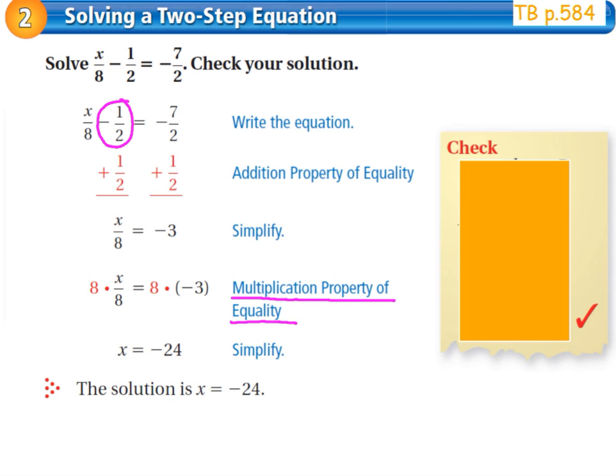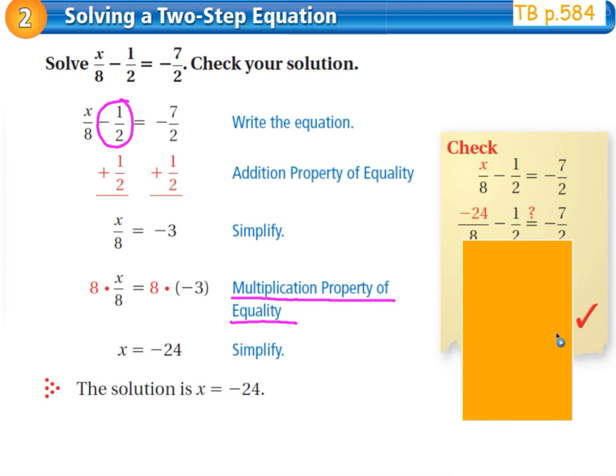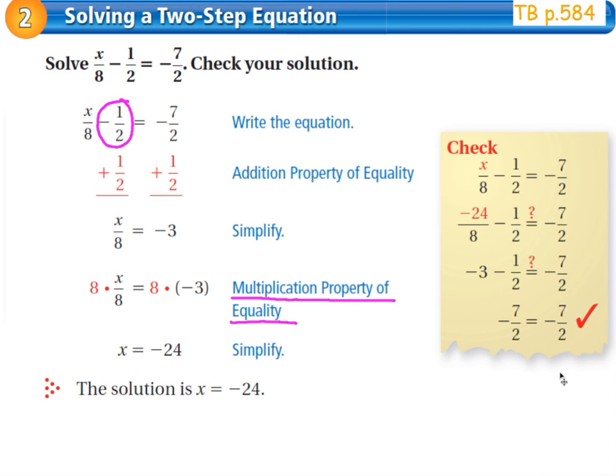So when we check our problem, we put negative 24 in for x. Then we do the math. So negative 24 divided by 8 is negative 3. And negative 3 subtract 1/2 leaves us with negative 7 halves. So final answer is negative 7 halves, and that does equal negative 7 halves. So we know our answer is correct.